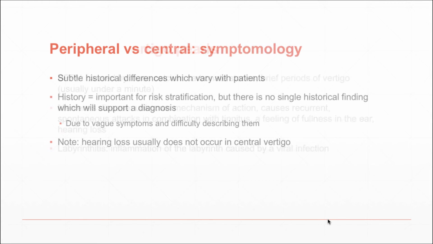Now, symptomatology, again, is pretty subtle because a lot of the symptoms are very difficult to describe, especially for somebody who doesn't have a medical background. So history is important mostly for risk stratification. If your patient has had 3 strokes in the past and comes in with this new vertigo symptom, you're going to be a lot more concerned than with a young patient who's had vertigo in the past and comes in with the exact same symptoms. Hearing loss, though, usually does not occur in central vertigo.